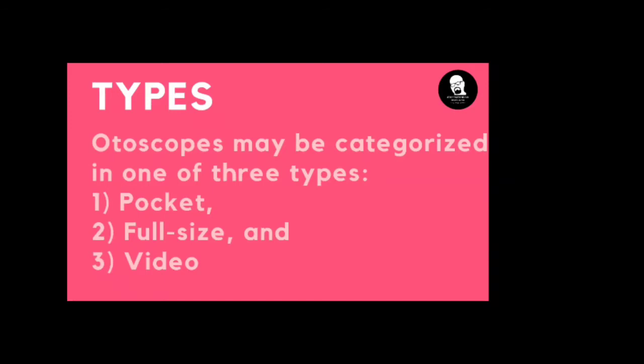So a video otoscope is nothing but a device where we can look at what is happening inside the ear, record it, and show what is happening inside the eardrum. These are all the different categories of otoscope we are supposed to use.